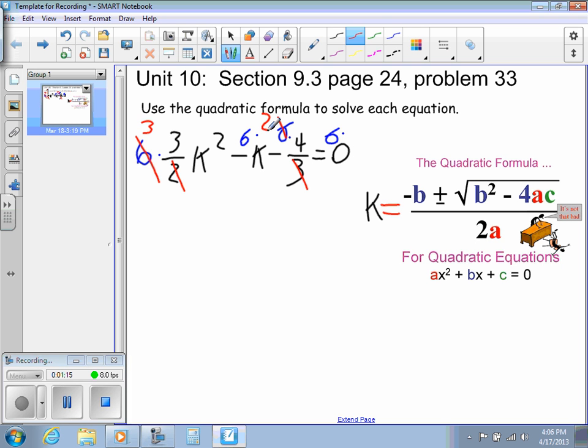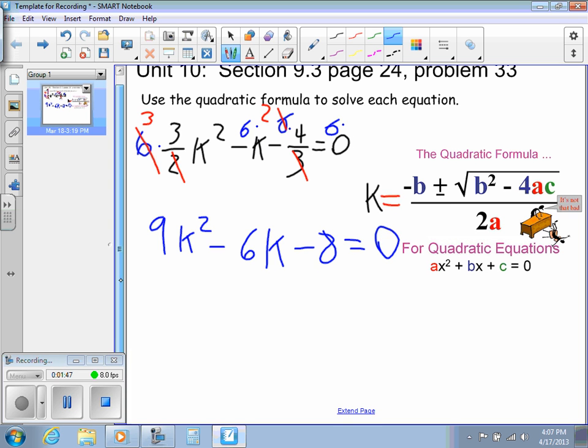So now let me go ahead and multiply this out. So 3 times 3 gives me 9k squared minus 6k. And 2 times 4 is 8, so this is minus 8 equals, and 0 times any number is still 0. Okay, now I can plug it into the quadratic formula.